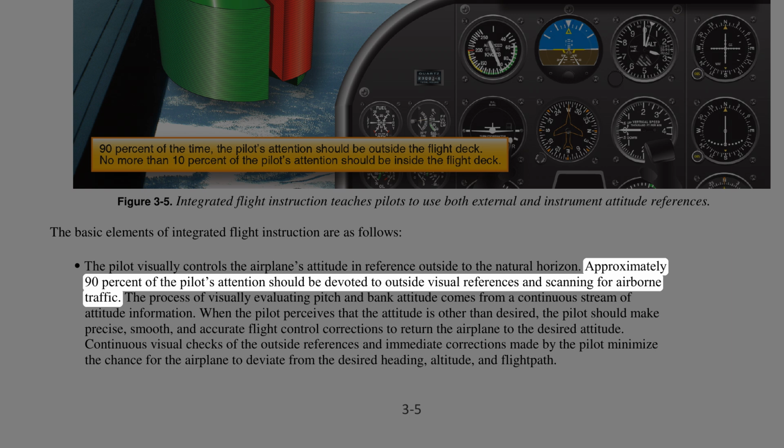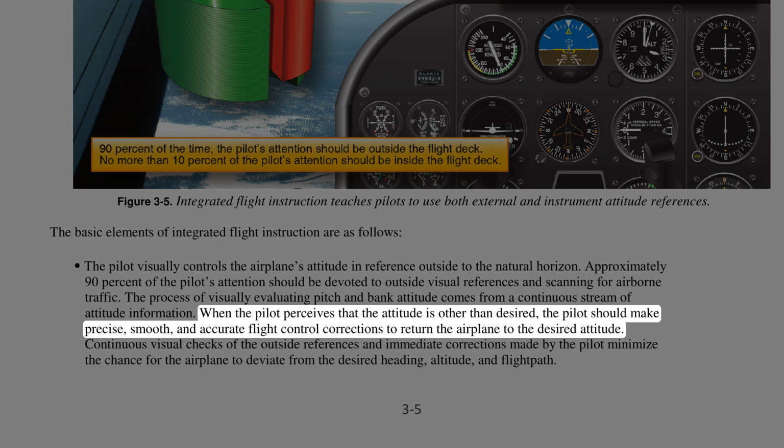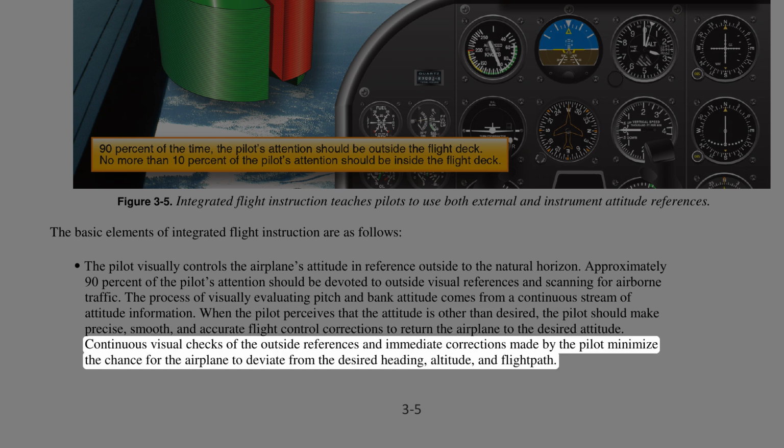Approximately 90% of the pilot's attention should be devoted to outside visual references and scanning for airborne traffic. The process of visually evaluating pitch and bank attitude comes from a continuous stream of attitude information. When the pilot perceives that the attitude is other than desired, the pilot should make precise, smooth, and accurate flight control corrections to return the airplane to the desired attitude. Continuous visual checks of the outside references and immediate corrections made by the pilot minimize the chance for the airplane to deviate from the desired heading, altitude, and flight path.